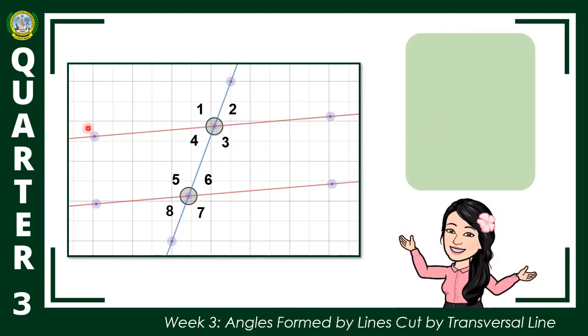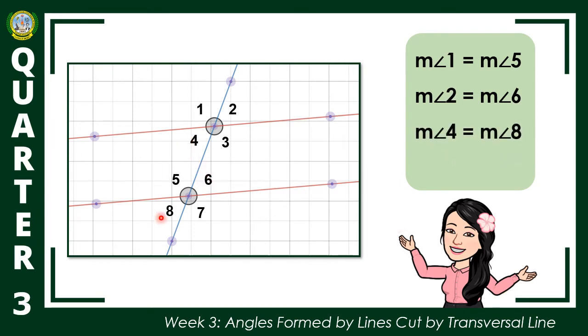So, in this figure, the red lines are parallel, meaning the corresponding angles are congruent, which means their measures are all equal, yung magkaka-pair, meaning the measure of angle 1 must be equal to the measure of angle 5, the measure of angle 2 must be equal to the measure of angle 6, the measure of angle 4 must be equal to the measure of angle 8, and the measure of angle 3 must be equal to the measure of angle 7. And again, this happens when the lines being cut by the transversal line are parallel. Okay?